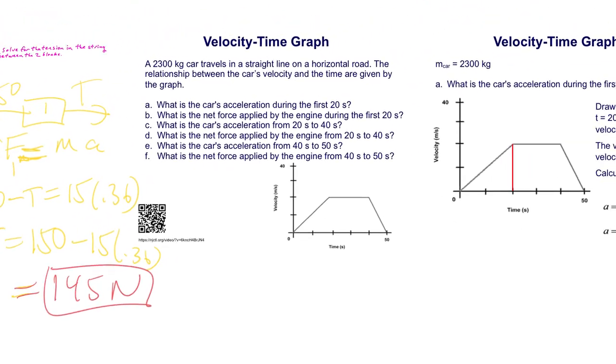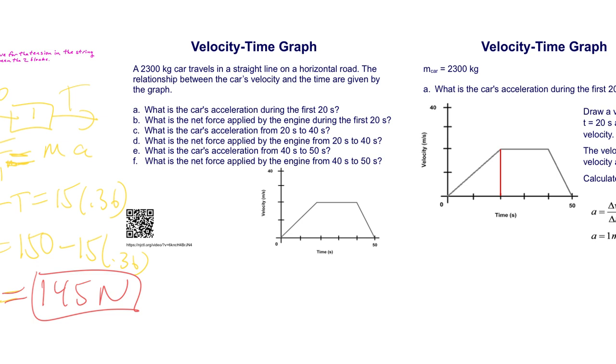Okay? So now we move to V versus T graphs. This is just kind of a review on a V versus T graph. Acceleration is a slope. What's the car's acceleration in the first 20 seconds? It's 40, 20 is right there. So that would be 20 over 20. I just found the slope, positive.